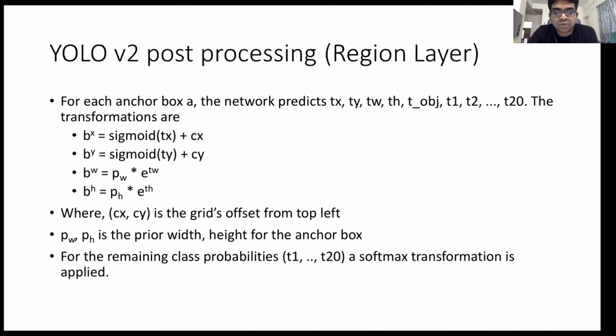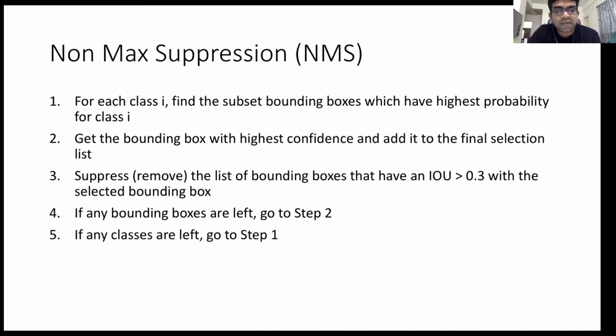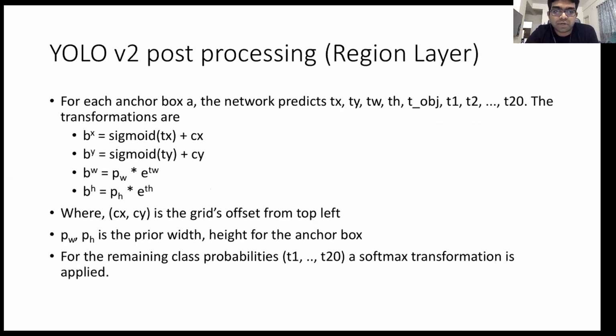In the example that I showed you earlier, here the offset is like 9,7 for this particular grid that we add to the predictions given by the YOLO network. That is, tx and ty are the predictions here. Similarly, for the width and height, the predictions are tw and th, let's say. We take e to the power of the values, and then we multiply with the prior width and height of the anchor box.